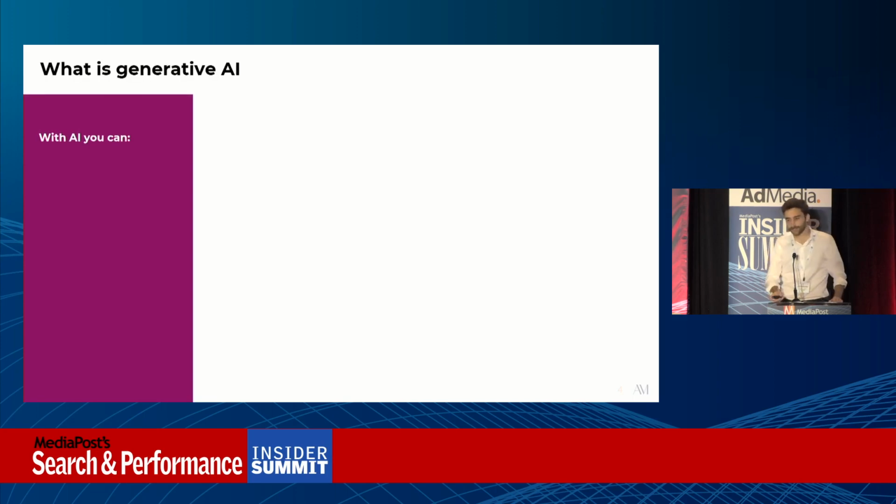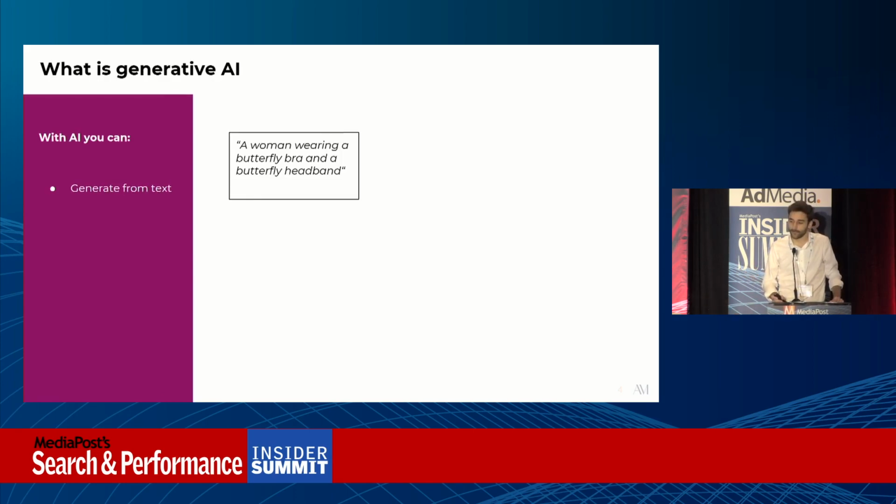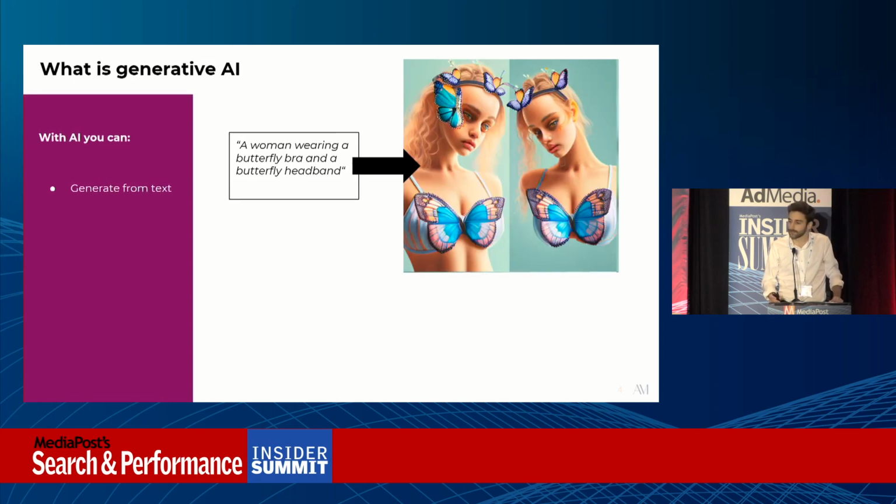We started to mess around with some AI generation tools. Just to give you a few examples, you can first generate from text, so straightforward. You have a prompt, here a woman wearing a butterfly bra and a butterfly headband, because we have a product that is a butterfly bra. And it gives you this, which is cool, but it is not our product and we can't really use it, but this was the first exploration.